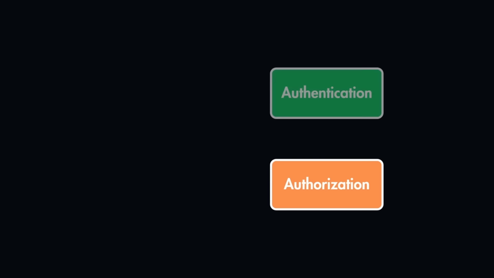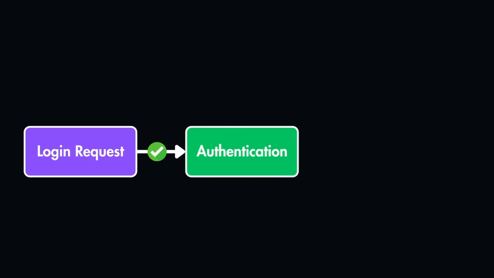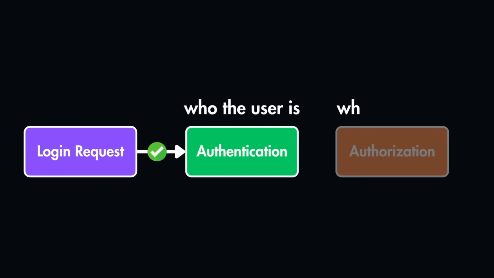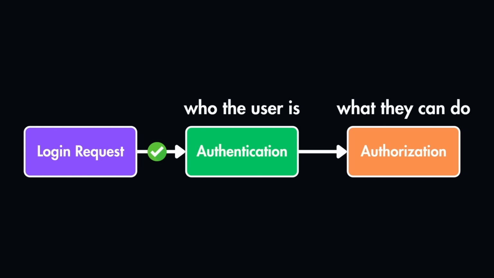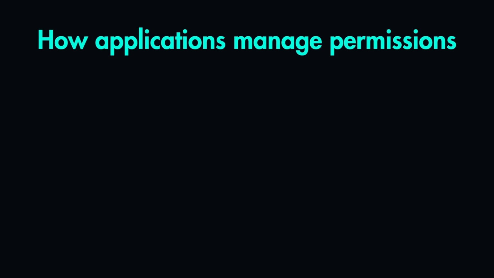Authorization is the step that happens after authentication, once someone is logging into our system. So once the login request is approved, which means that the system now knows who the user is, the next step is deciding what they can do, which is the step of authorization. It needs to check what resources or actions that user has permissions to access and also what the denied actions are for this user. This is how we control security and privacy in the systems, and in this video you'll learn how applications and systems manage permissions using the three main authorization models.